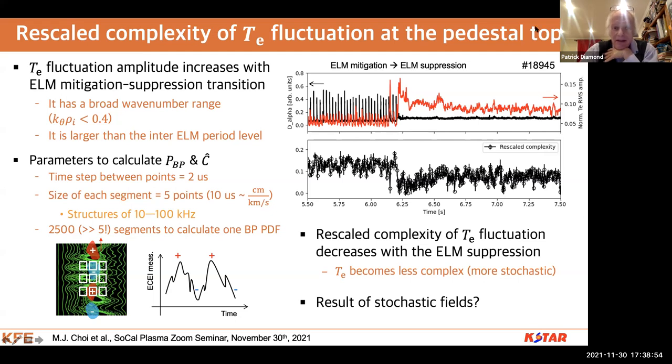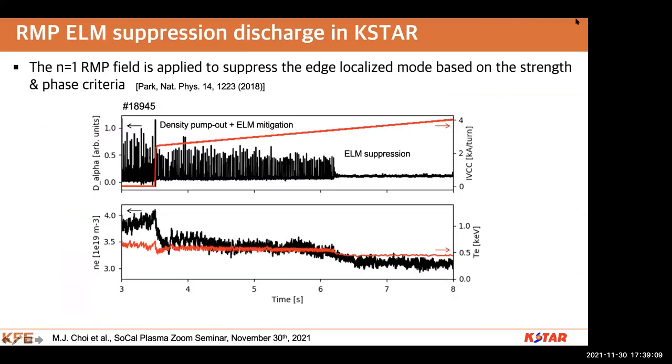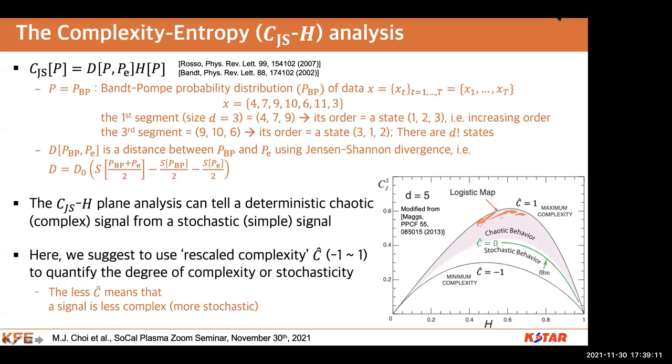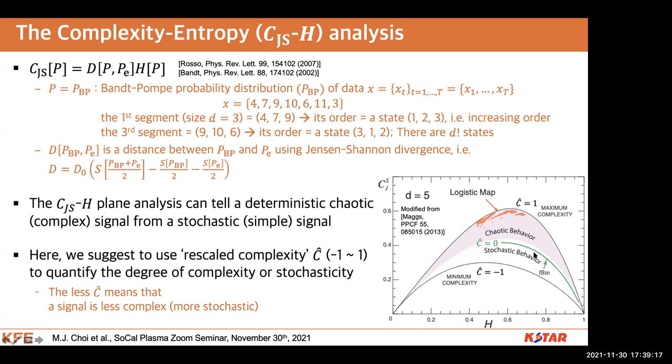Yeah, I still have one more question. Does a high complexity value mean the turbulence is far from Gaussian? Gaussian noise or... Yeah, Gaussian fluctuation, or Brownian. It's not noise, it's fluctuation, but anyway.